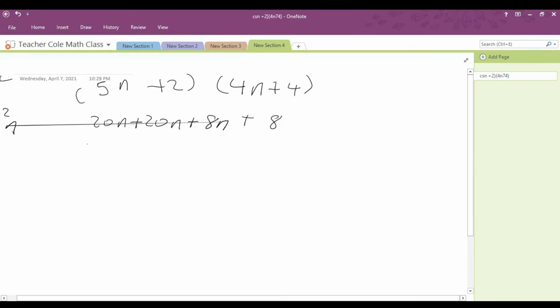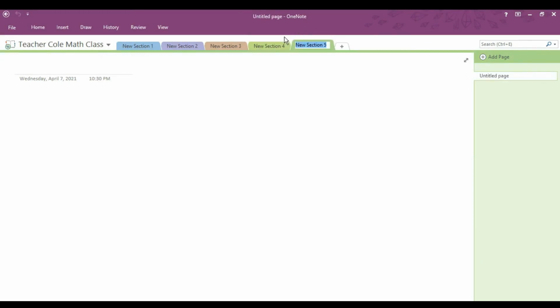Alright, and simplifying, because we have the 20n plus the 8n, what we will have here is 20n squared plus 28n plus 8. And that is the final answer for that fourth question. Alright, so we're going to move on to the fifth question now. Our fifth question is a similar one. And after a while, these take practice. So you will start getting a hang of how they're done.